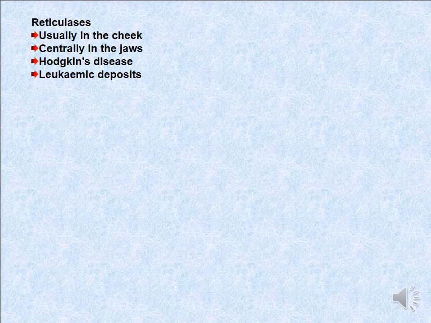The second type is reticulous sarcoma. This reticulous sarcoma occurs mainly in the cheek or centrally in the jaw, or like Hodgkin disease or leukemic deposits. This is reticulous sarcoma.